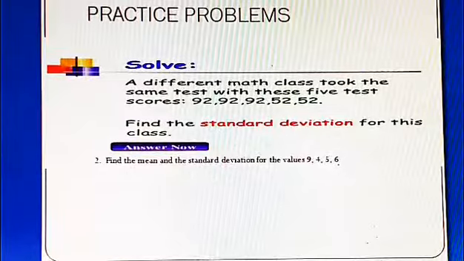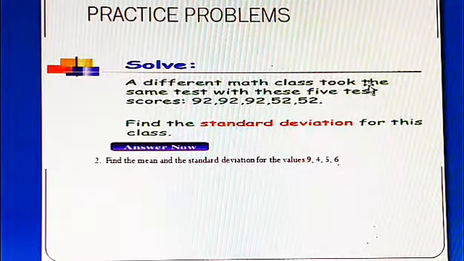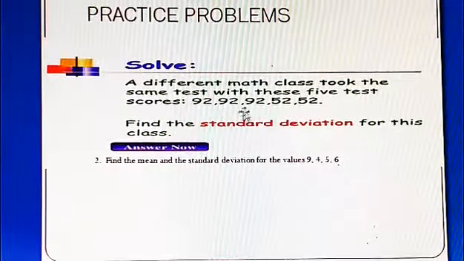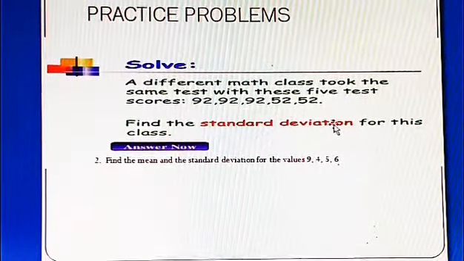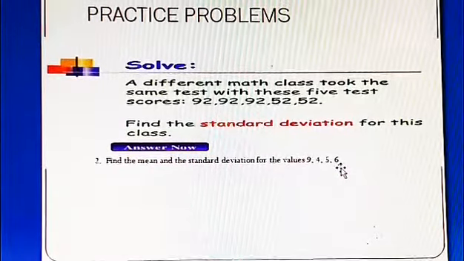This is the task for you. You can use the method which we have discussed earlier. If it's raw data, a different class took the same test: 92, 92, 92, 52. Find the standard deviation for this class. And the second one, find the mean and standard deviation of the values 9, 4, 5 and 6.